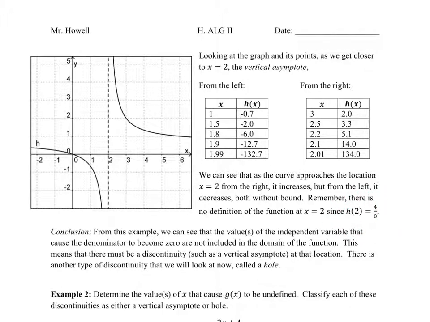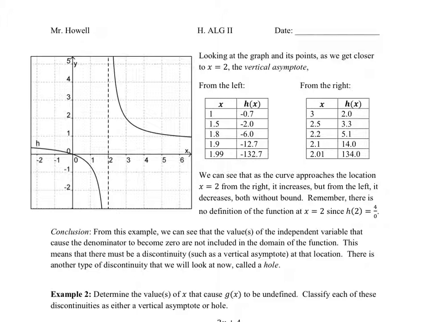Okay, so let's see. Sabine, read nice and loud, please, the conclusion for us. For this example, we can see that the values of the independent variable that cause the denominator to become 0 are not included in the remaining function. This means that there must be a discontinuity, such as the vertical asymptote at the location. There is another type of discontinuity that we will look at and call a hole. Okay, so instead of looking at the vertical asymptote, let's figure out when a hole tends to occur.